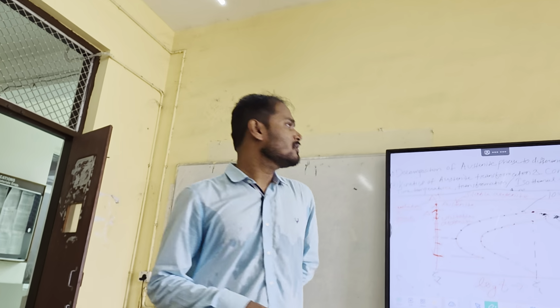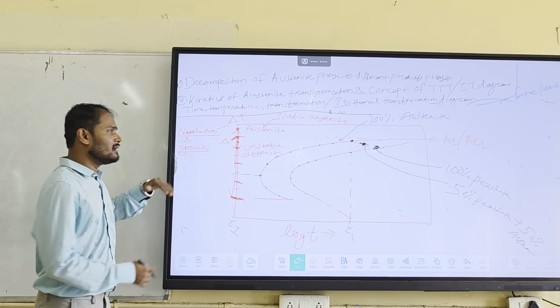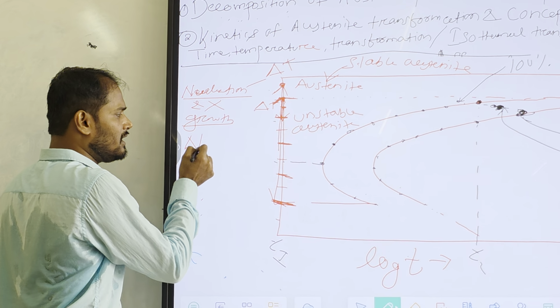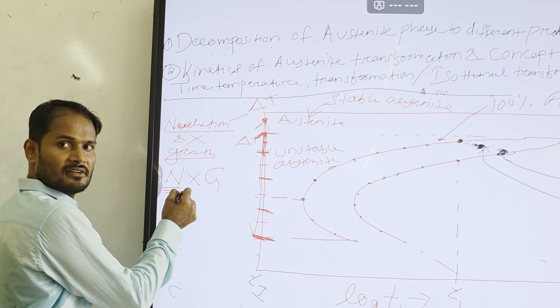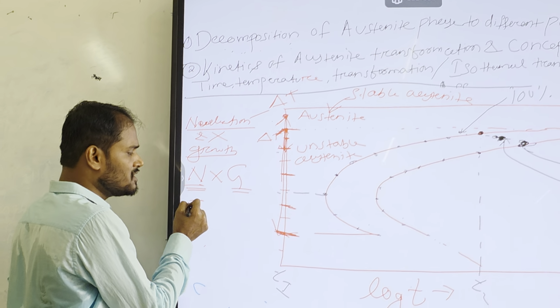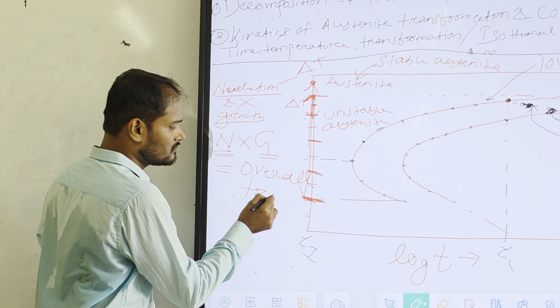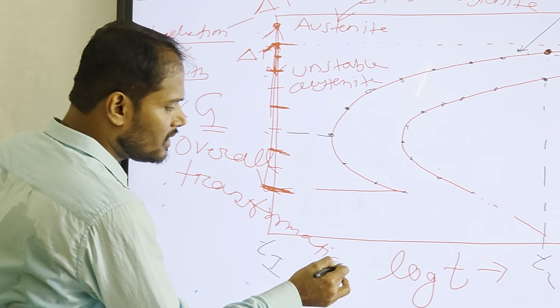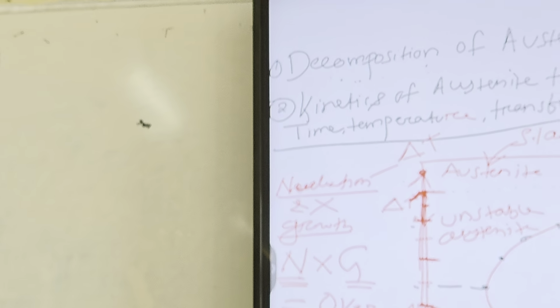Shall I repeat again? Nucleation is one stage, growth is another stage. And if I multiply these, I am writing N for the nucleation rate and G for the growth rate. N times G is equal to the overall transformation. So overall transformation depends upon nucleation rate and growth rate.